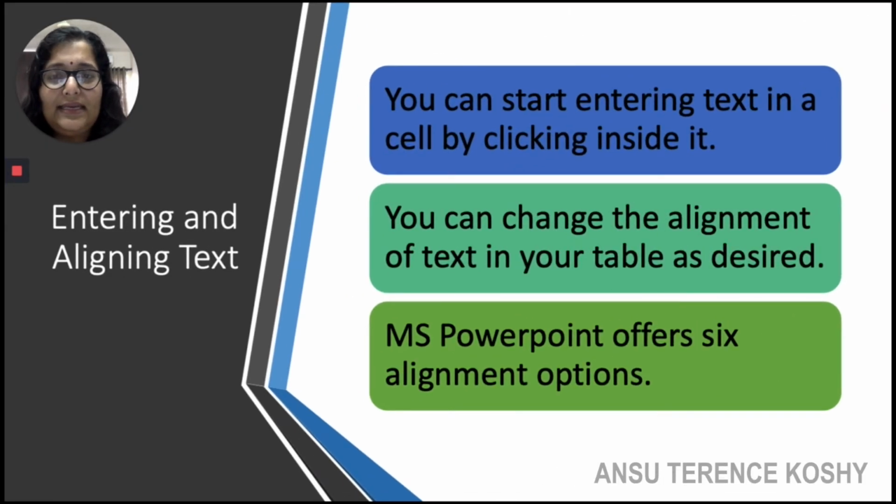Entering and aligning text. You can start entering text in a cell by clicking inside it. You can change the alignment of your cell in your table as desired. MS PowerPoint offers 6 alignment options. You can start entering text once your table is formed by clicking on the different cells in the table. You can change the alignment in the cell depending on how you want it to look. Some people like to see all the data on the left side, then you can go for the left alignment. Some people like to put it in the middle of the table, then you can go for the center alignment. Depending on how you want, there are 6 types of alignments available in MS PowerPoint.